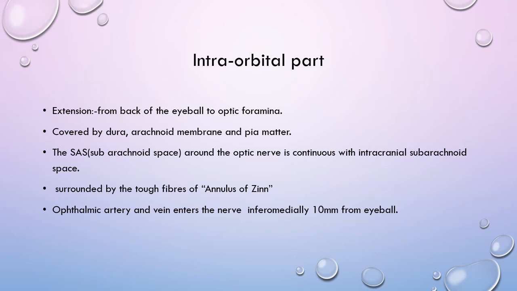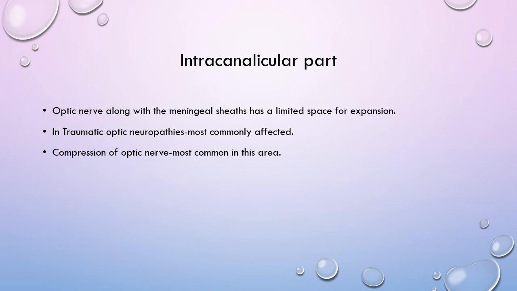Surrounded by the tough fibers of the annulus of Zinn, the ophthalmic artery and vein enter the nerve inferomedially, 10 mm from the eyeball. So around 10 mm along the intraorbital part of the optic nerve are the openings of the ophthalmic artery and vein. This has significance in retinoblastoma, which we will talk about later. The intraorbital part leads to the intracanalicular part. The optic nerve along with its meningeal sheaths has limited space for expansion. In traumatic optic neuropathies, the intracanalicular part is most commonly affected, and compression of the optic nerve is most common in this case.